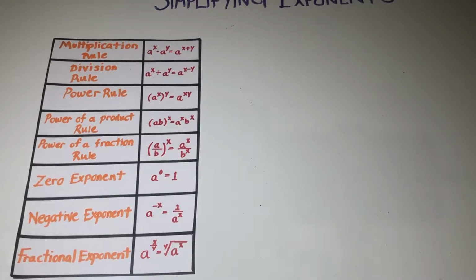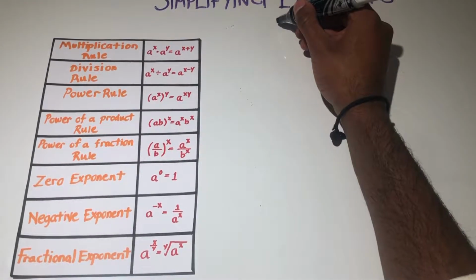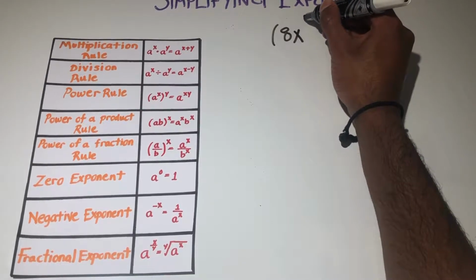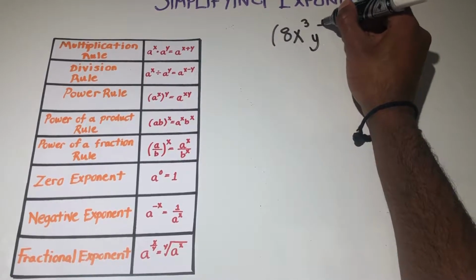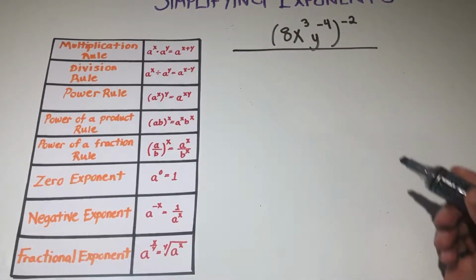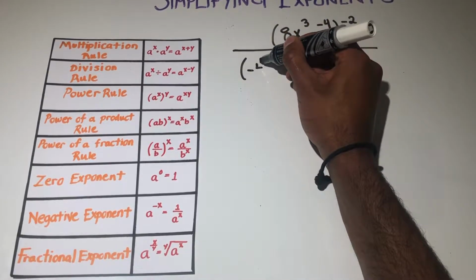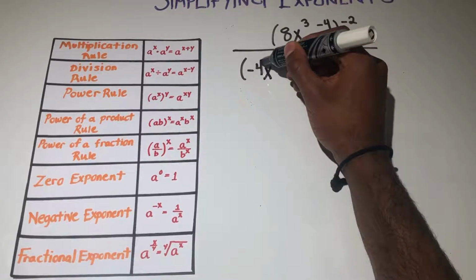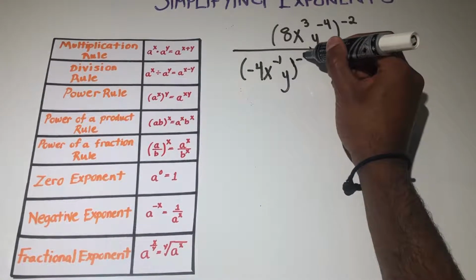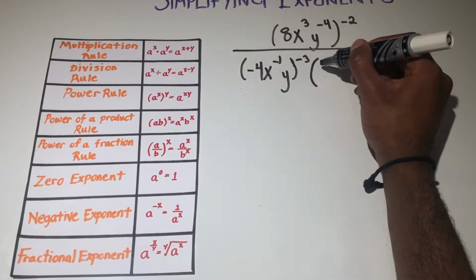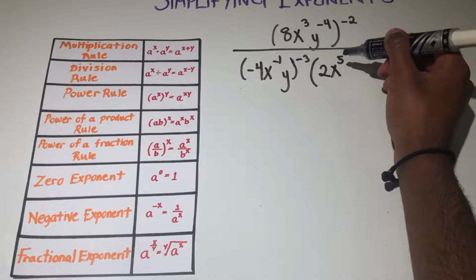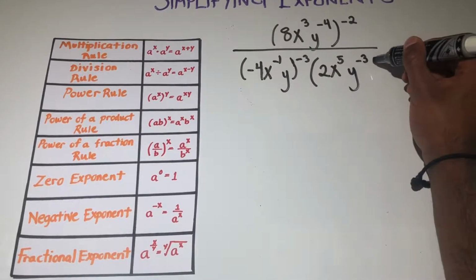This looks like a very big expression, but we're going to go ahead and try it. So at the top, we have 8x to the power of 3 times y to the power of negative 4, and all this is raised to the power of negative 2, over negative 4 times x to the power of negative 1 times y, all raised to the power of negative 3, times 2 times x to the power of 5 times y to the power of negative 3, all raised to the power of negative 2.